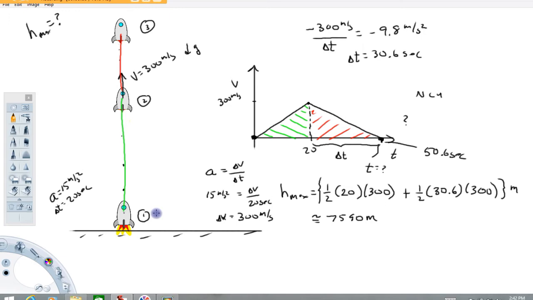I hope this video helped demonstrate how to analyze one-dimensional motion using graphical techniques and concepts of slope and area.